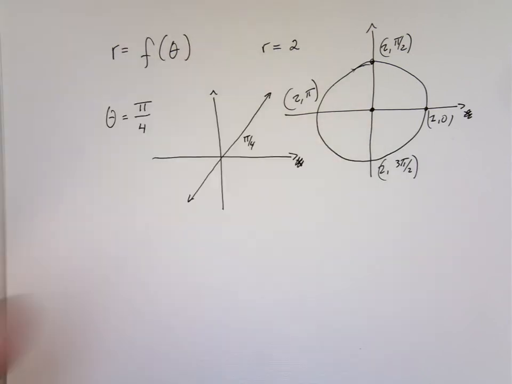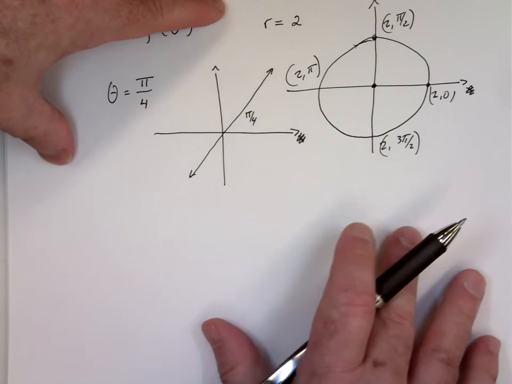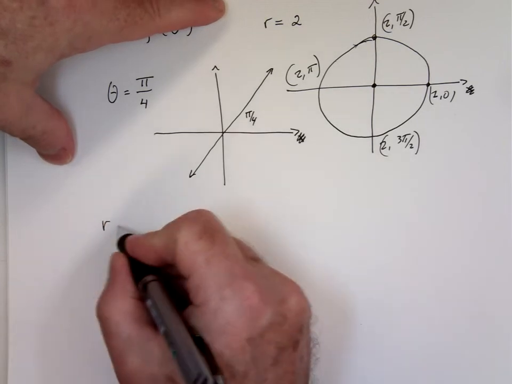All right, so there's two common, simple polar equations. Let's crank it up a little bit so it gets a little bit more complicated. Let's go with r equals theta.